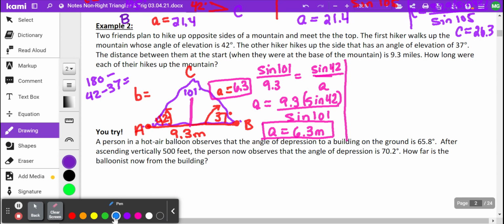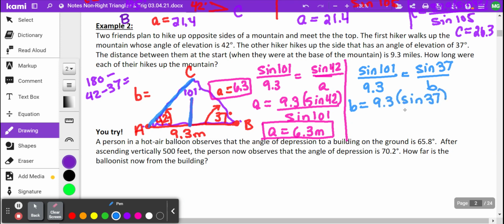And now we do the other one. So now we're going to try to calculate this length right here for person A. So we'll say again, go back to what you were given. The sine of 101 is to 9.3 as the sine of 37 is to side B. We're going to cross multiply and then divide to get B alone. So you'll have 9.3 times the sine of 37, all divided by the sine of 101.